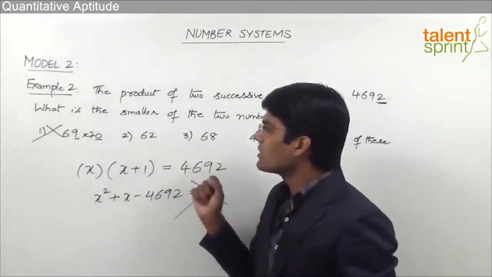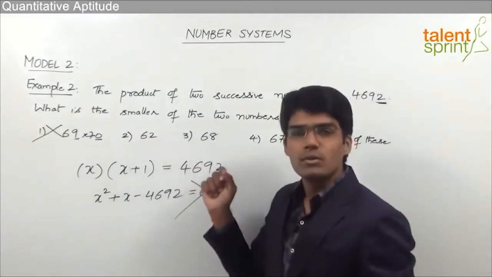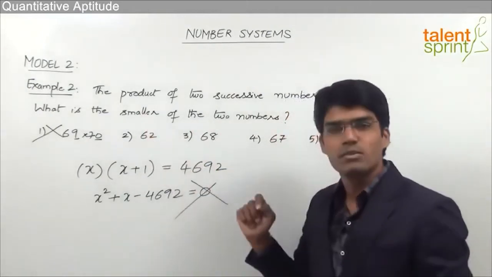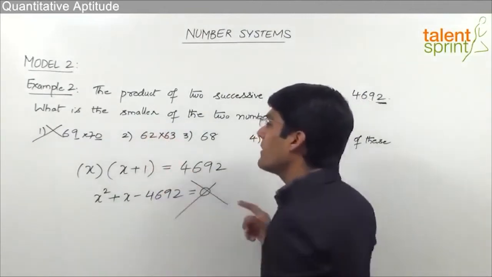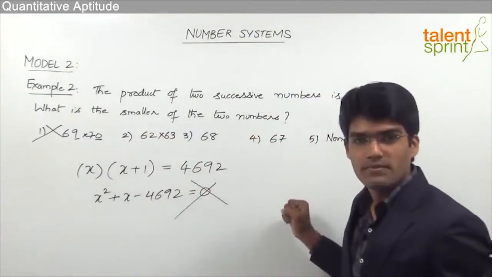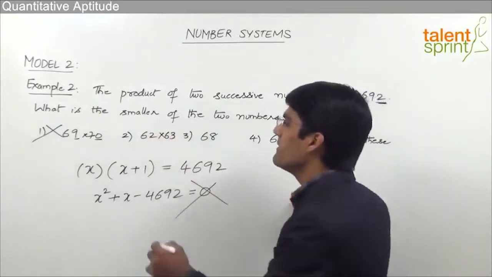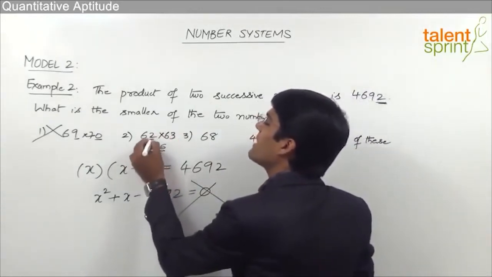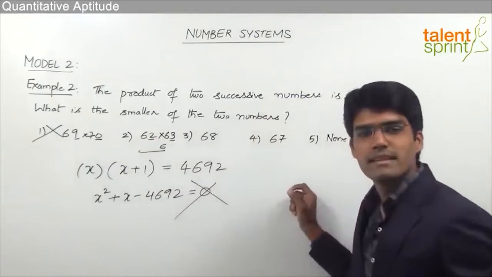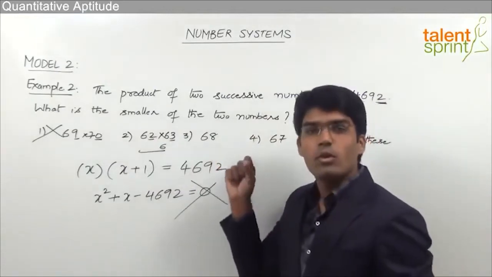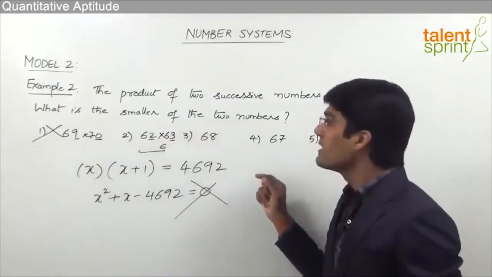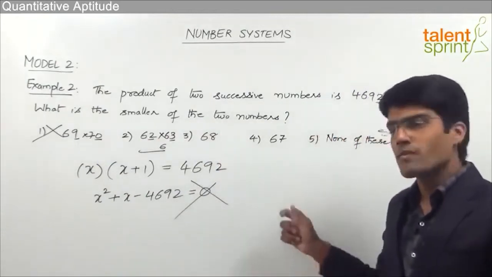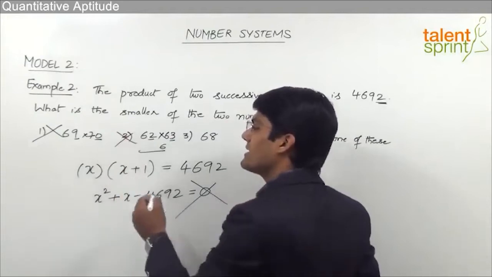Similarly, if you look at option number 2, it says the answer is 62. That means the smaller number is 62. If the smaller number is 62, the larger number has to be 63, because these are consecutive numbers. So 62 into 63 will be ending in 6. Why? Because when one number ends in 2 and the other ends in 3, their product will end in 6, going by the units place concept. But the given product here ends with 2. So very clearly even the second option cannot be the answer.